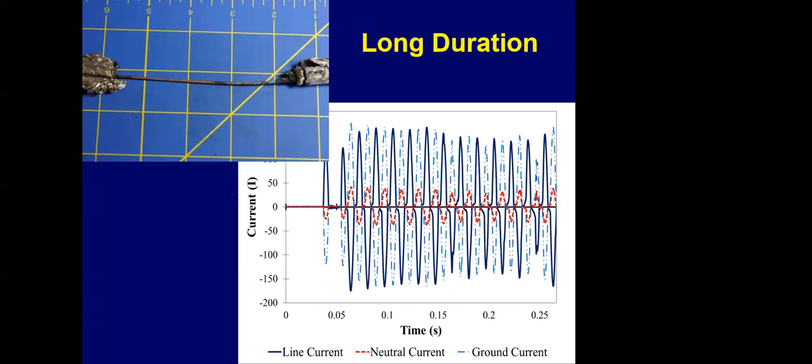And you can see in the waveforms, we've got voltage and current flow, and we've got a long duration arcing event. This one, I only have a portion of the waveforms, and we're getting at least a quarter of a second of arcing as opposed to that fraction of a cycle before.